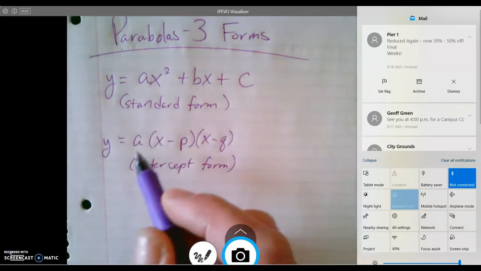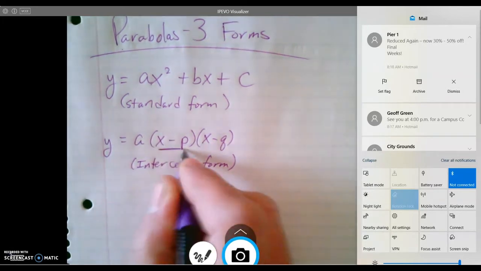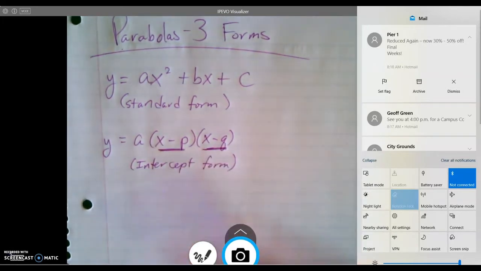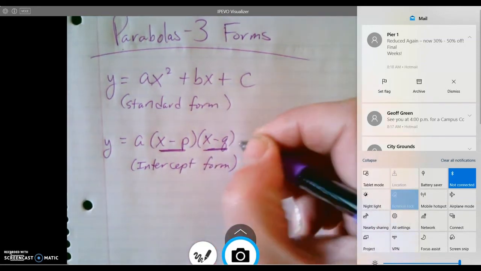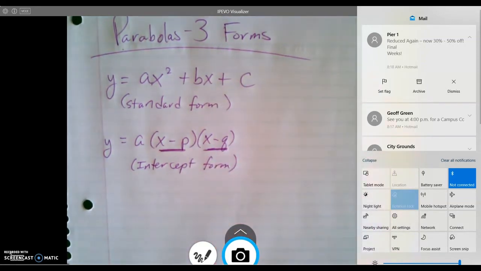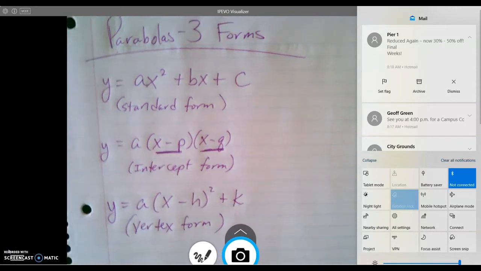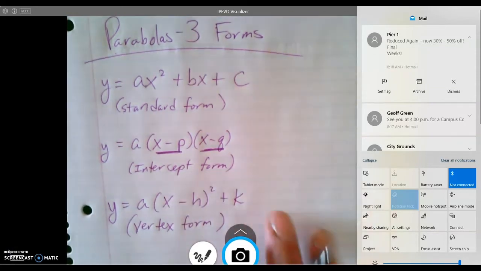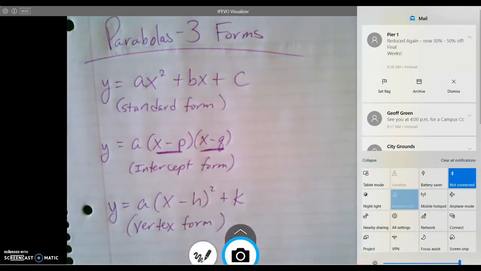Intercept form looks a little different. We still have the A variable, but the rest of the equation is written in what we call factored form. So if you remember factoring, that's how you get from one form to the other. And finally, there is our vertex form. So you're going to want to have all of these organized on one sheet. They're all, of course, in the book, but they're on different pages and things like that. We're going to try and organize this so we can discuss all of them.